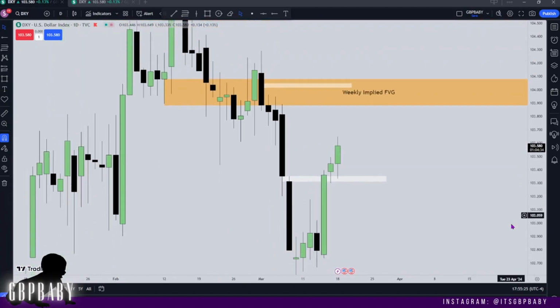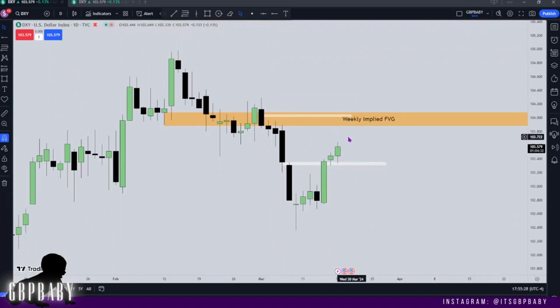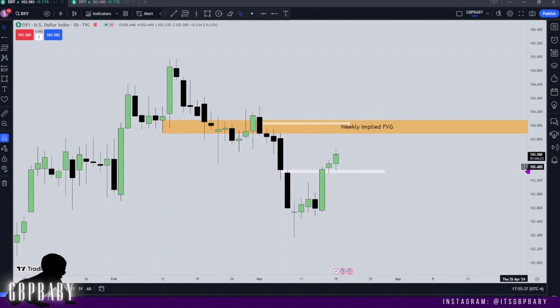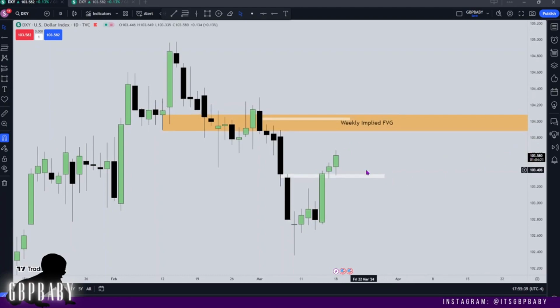So what I might expect moving into the new day? Well, to be honest, we should continue to expect bullishness as we have that weekly implied fair value gap and a daily bearish order block up here. So I am looking to see price trade higher. But like I said, we do need to be careful with FOMC and everything.